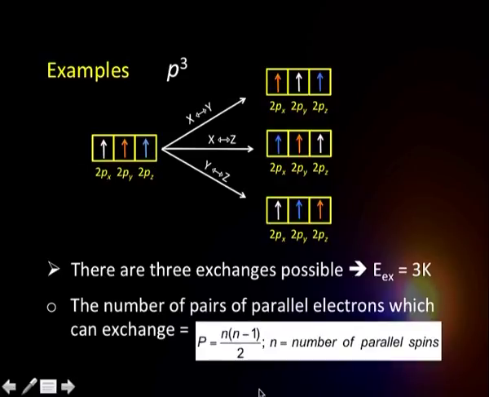Let us move further and make a statement here: the number of pairs of parallel electrons which can exchange. There is a simple formula for that. The value P you can determine by n(n-1)/2, where n is the number of parallel spins. In this case the number of parallel spins is 1, 2, 3, so 3 into 2 divided by 2, the 2 cancels out, we have 3. That is how we get 3 possible exchanges there, and as a consequence the exchange energy is 3K for this electronic configuration, that is P3.